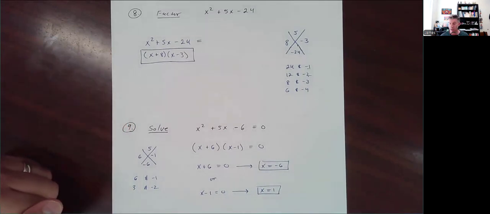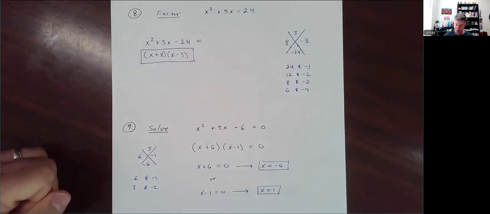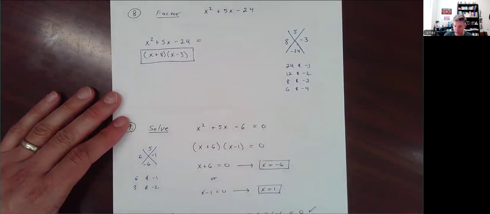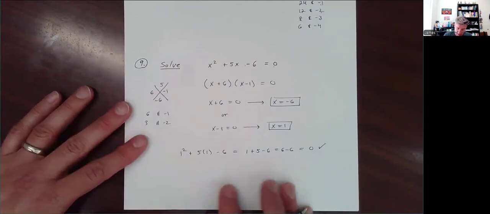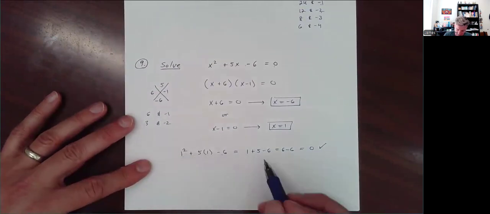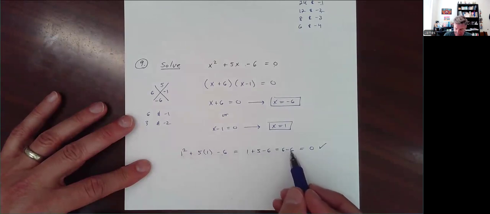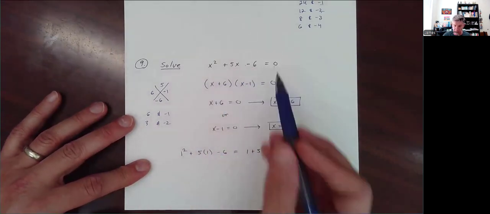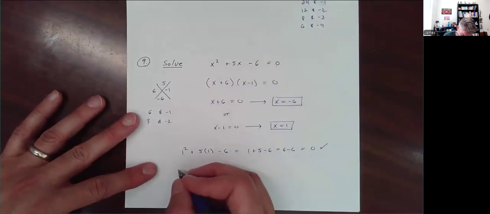You don't have to check them, but I'm going to check them just to show you that they really are the solutions. So if I plug in x equal to 1, 1 squared plus 5 times 1 minus 6 is equal to 1 plus 5 minus 6, which is 6 minus 6, which is equal to 0. Like it's supposed to equal 0. Oh, sorry, you didn't see that. Let me say it again. 1 squared plus 5 times 1 minus 6 equals 1 plus 5 minus 6 equals 6 minus 6 equals 0. So when I substitute 1 for x here, I do get the right number. Let's try substituting in -6.